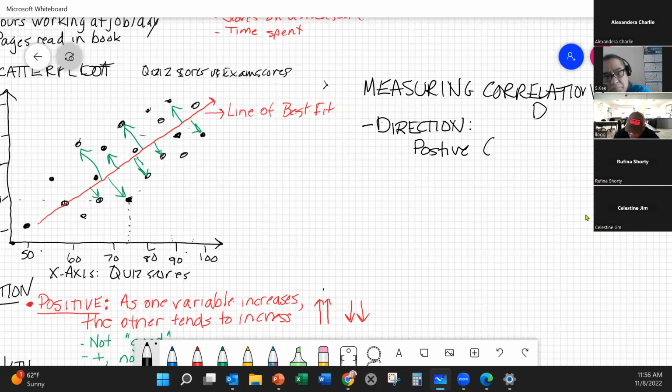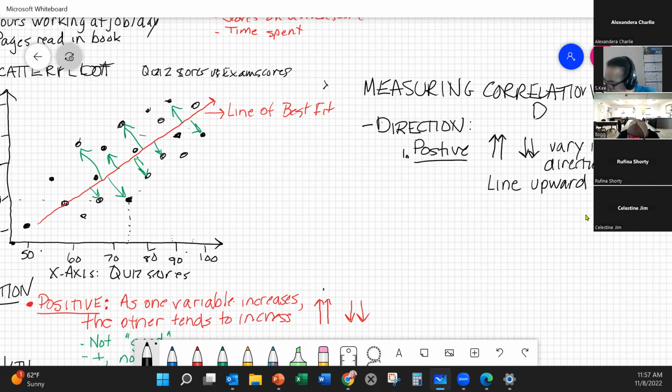And I think now, since we've talked about it quite a lot, I can simply draw this. As one increases, the other increases. As one decreases, the other decreases. They vary in the same direction. And the line on the scatter plot is upward. And we would have no sign with it, meaning we wouldn't really see the plus sign, but it would be an implied plus sign.